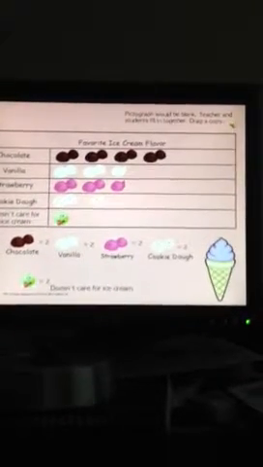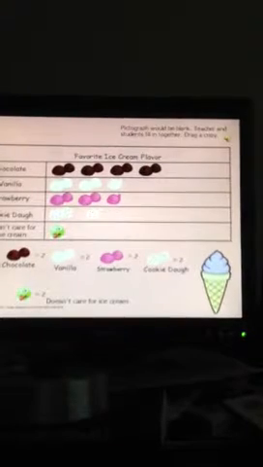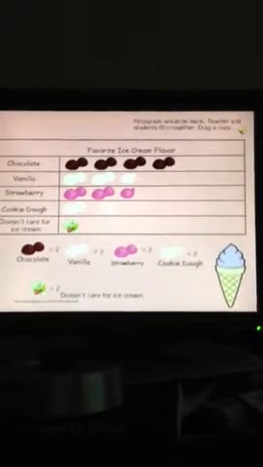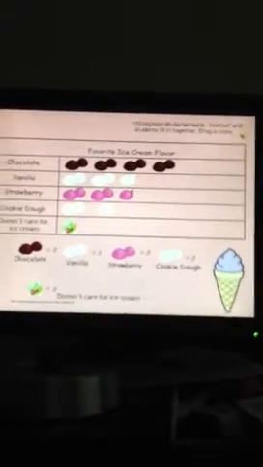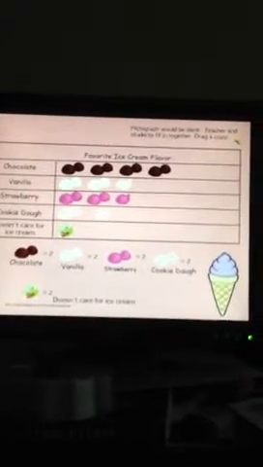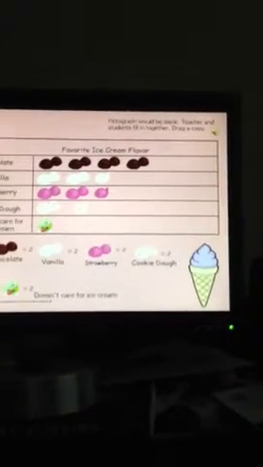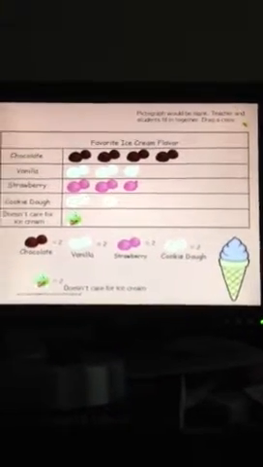I will then ask the students to help me create a pictograph. Before I begin, I remind the students that with the pictograph, there's always a key. A key will allow us to know what each picture stands for. I will tell the students that each ice cream scoop represents 2 people's favorite ice cream flavor. Together, we fill in the chart.